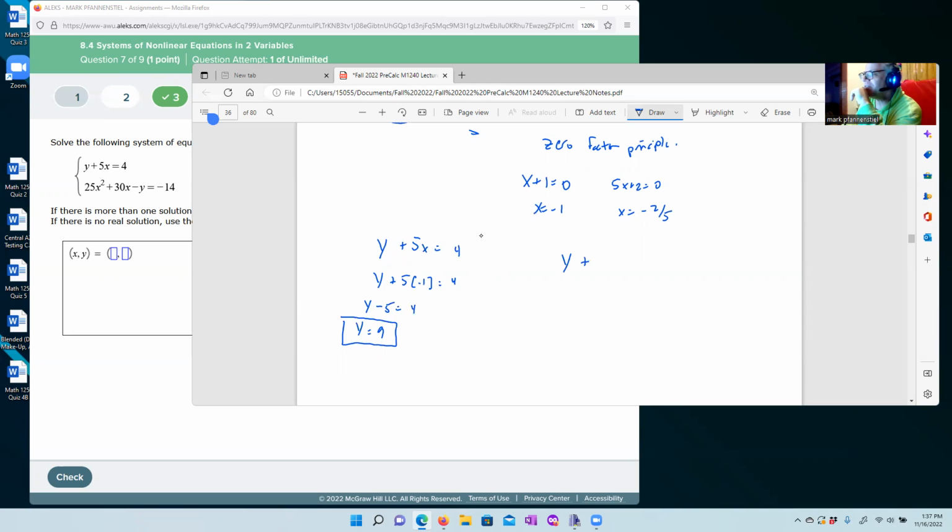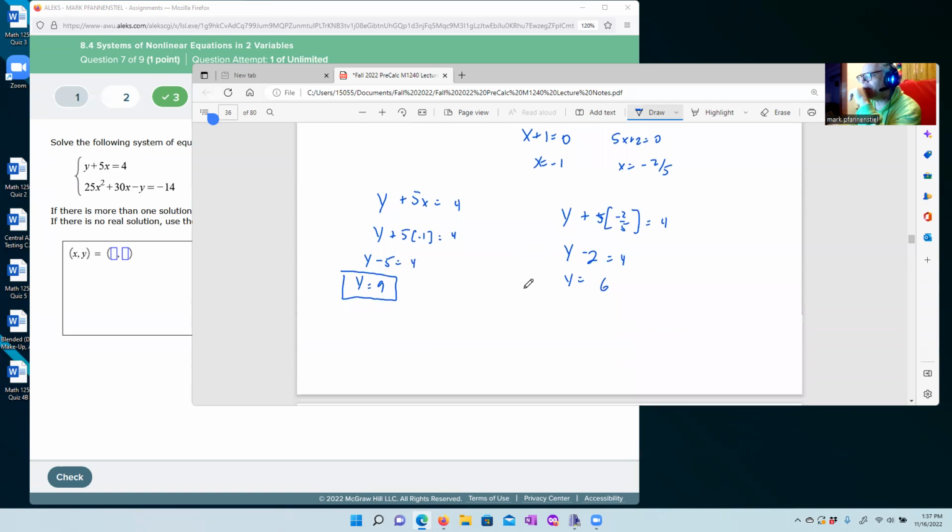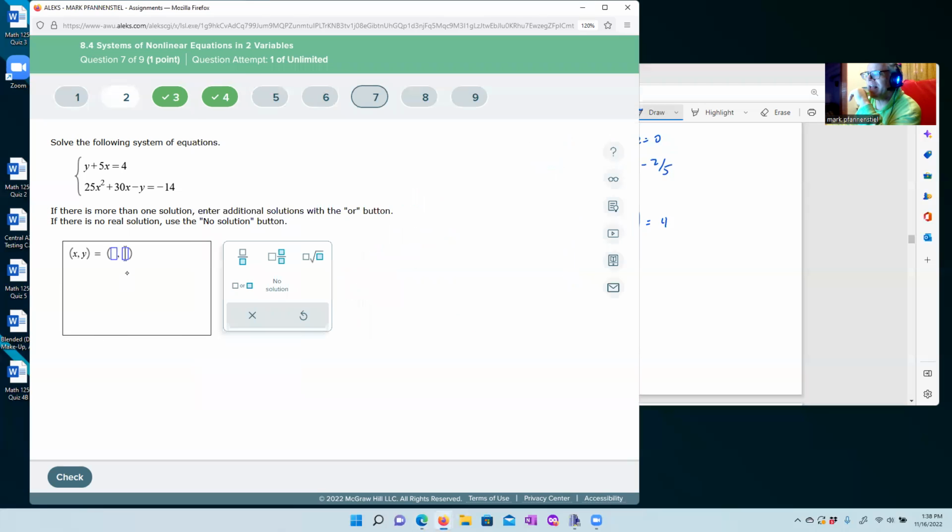Okay, so we have y plus 5. What the heck is x? In this case, it's -2/5. Well, that's convenient. Equals 4. Okay, so we have y. This cancels. -2 is equal to 4, so y is equal to 6. So our pairs. We have -1, 9. That's one intersection point. And then we have -2/5, and then 6. Those are our other intersection point. So those are the two values that we're going to be looking at.